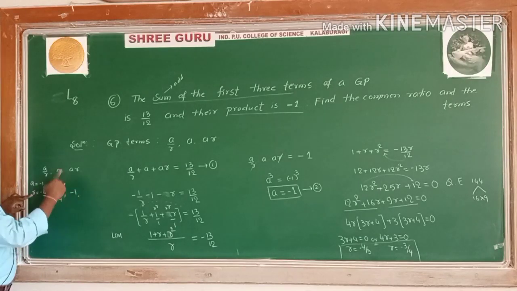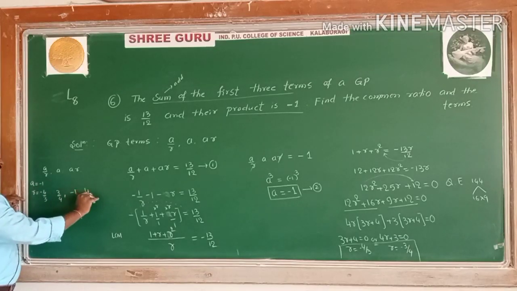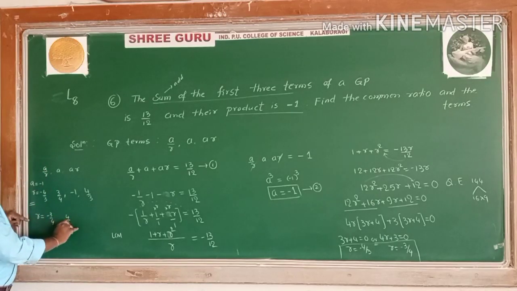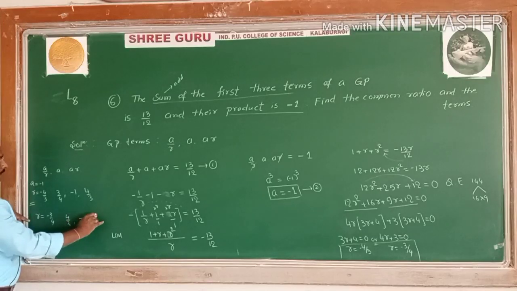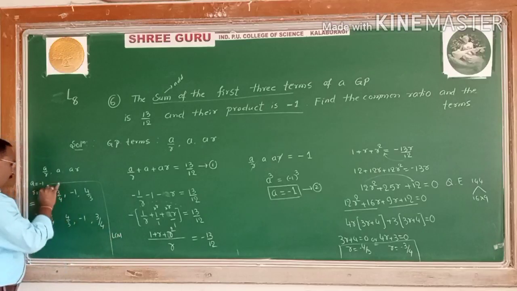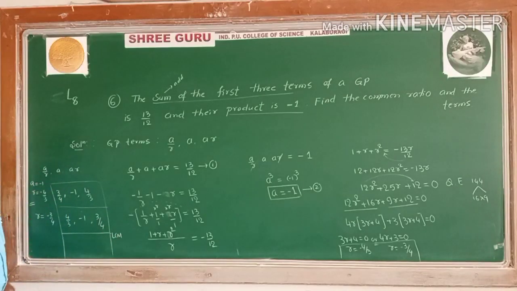Next, minus 1 divided by... what is it? Minus minus plus, 4 by 3. Another one is there: R is equal to minus 3 by 4. Reverse. A value is minus 1. Minus 1 divided by minus 3 by 4 becomes 4 by 3. Minus 1 and 3 by 4. These are the number of terms.